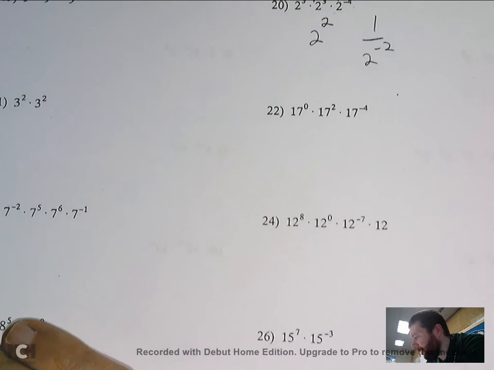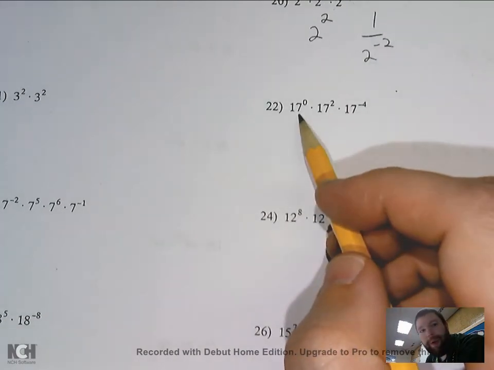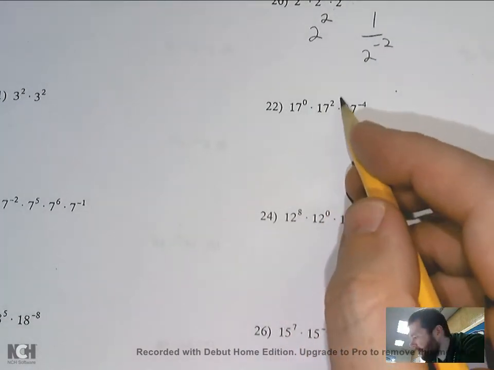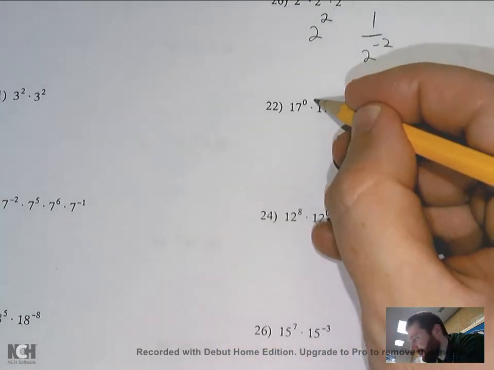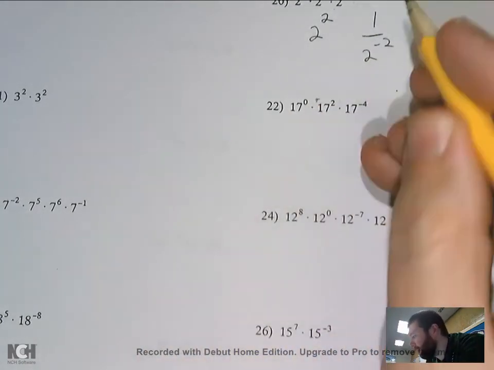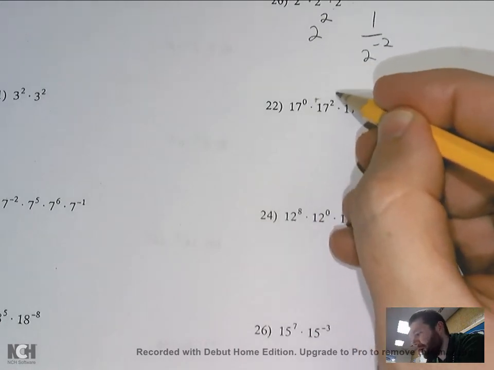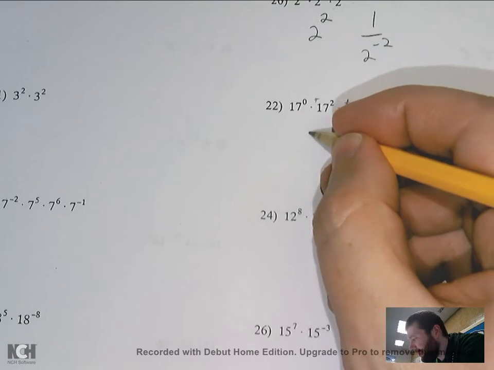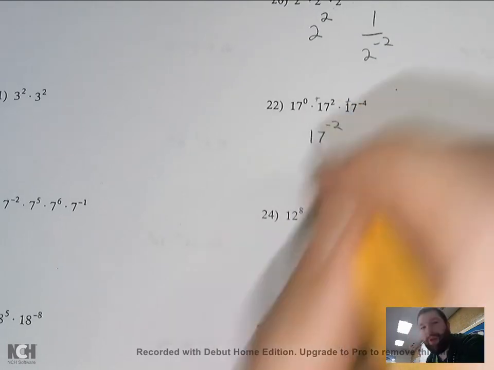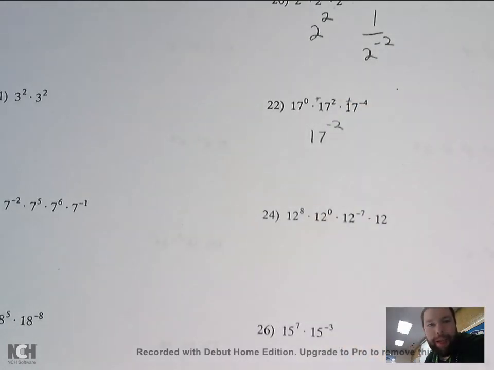And let's do just a couple more here. So we have 17 to the 0, to the second, and to the negative 4. Again, we're just adding the exponents. The base number stays the same. So 0 plus 2 is 2. 2 plus negative 4 would be negative 2. So 17 to the negative 2 power would be my negative answer.